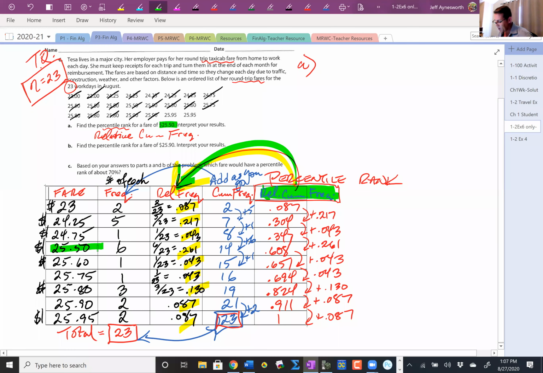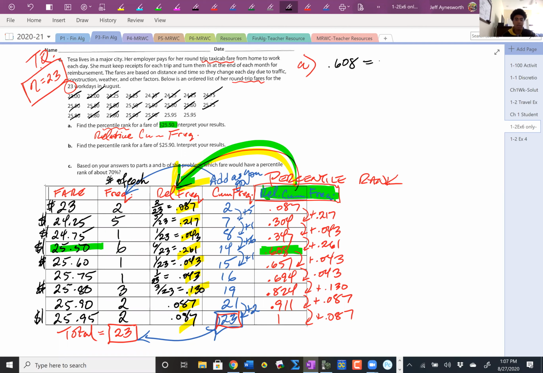And the decimal, the relative cumulative frequency, or the percentile rank is the same. It says 0.608. So the question is, what's that as a percentage? Can someone tell me that? What is 0.608 as a percentage? 60.8%. Okay, how'd you get that? That's correct. I just moved the decimal over twice, or you can multiply by 100. Yeah, both are correct. Okay, so very good.